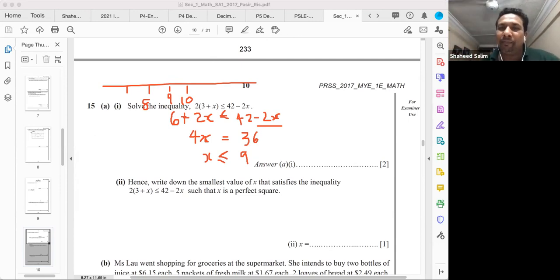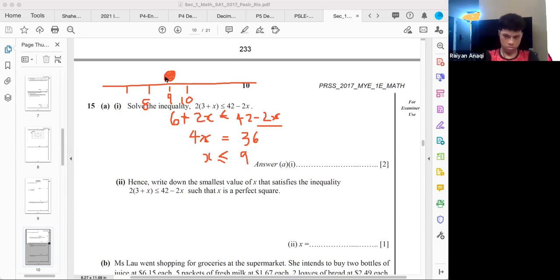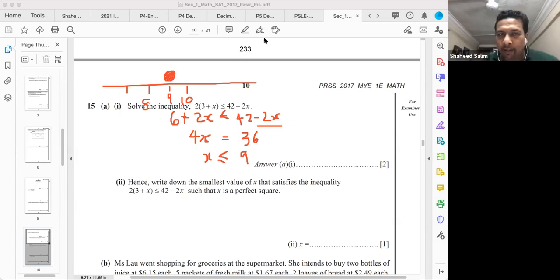Okay, for a number line, we must use a circle. So we put a circle. This is 9, right? So we put a circle down here. If we shade the circle, what does it mean? It means equal to. This shade means it's equal. If we don't shade, it means not yet equal.